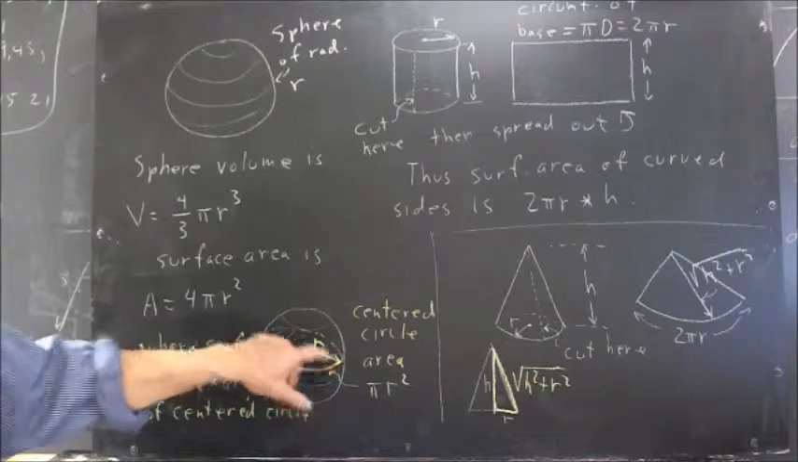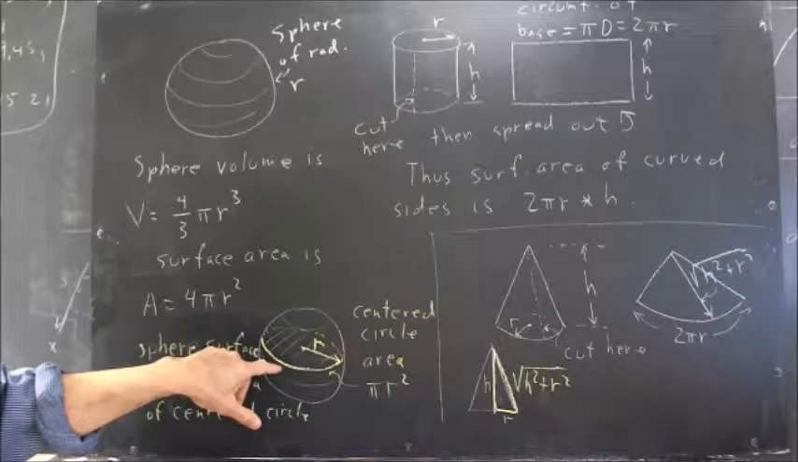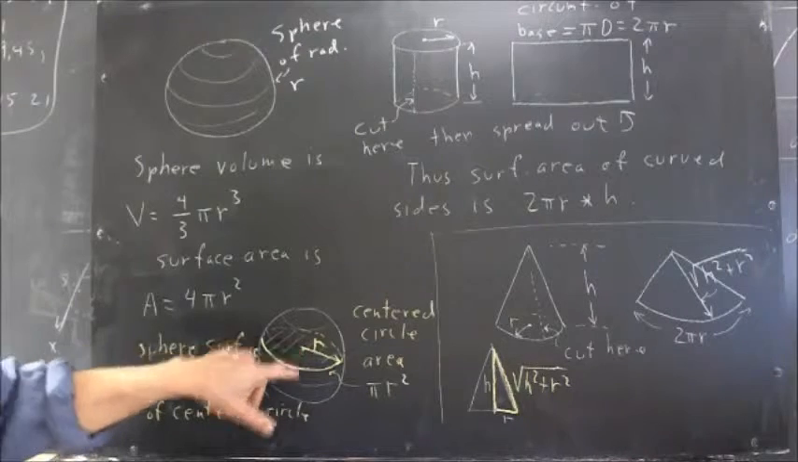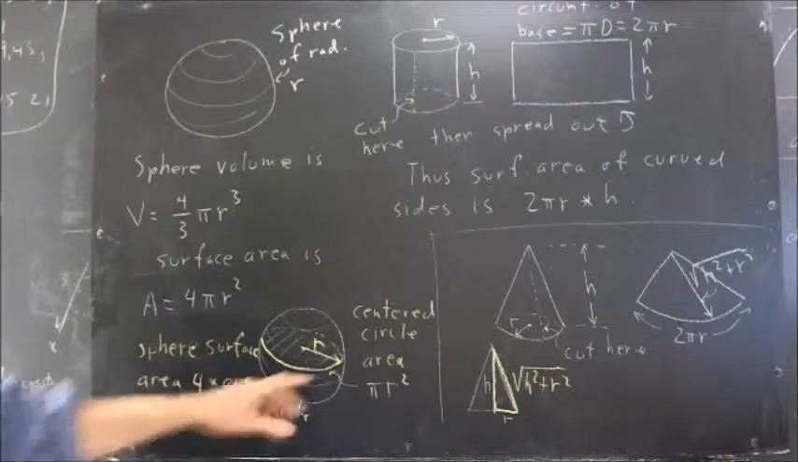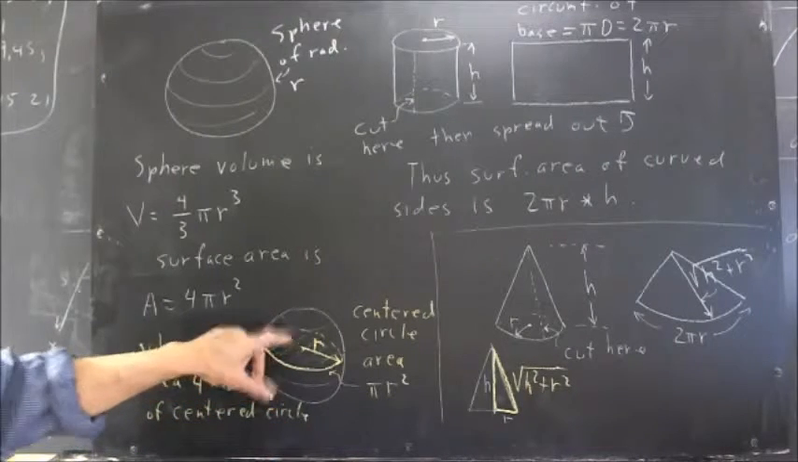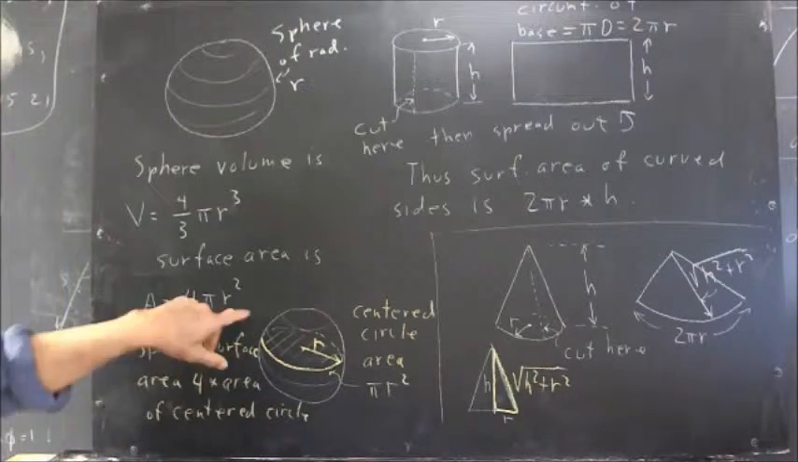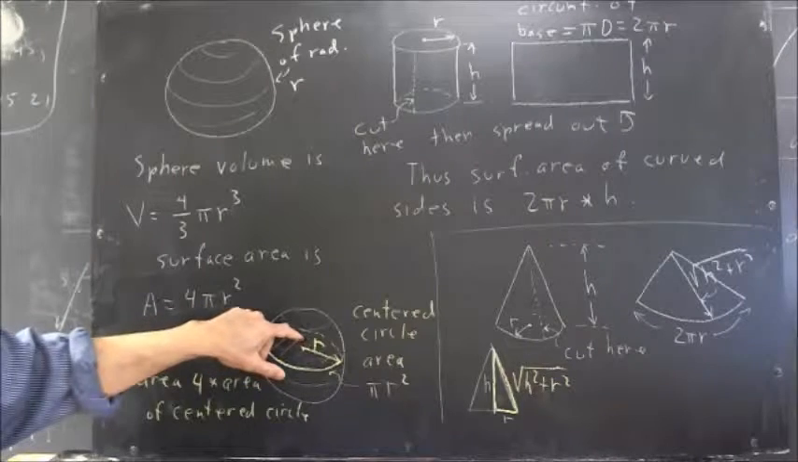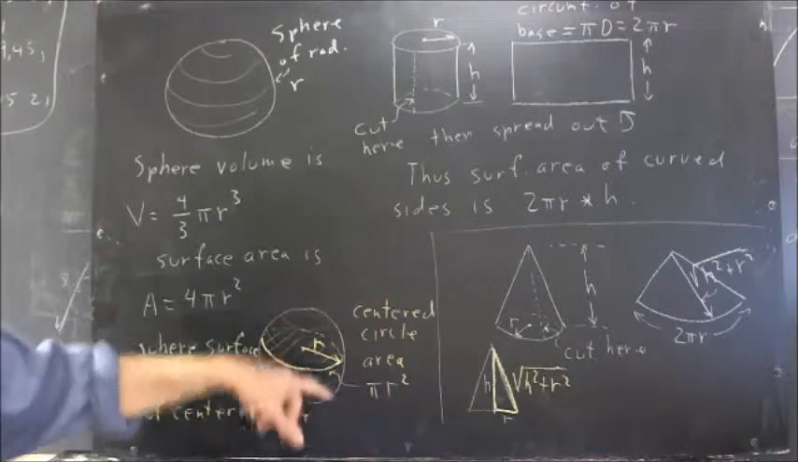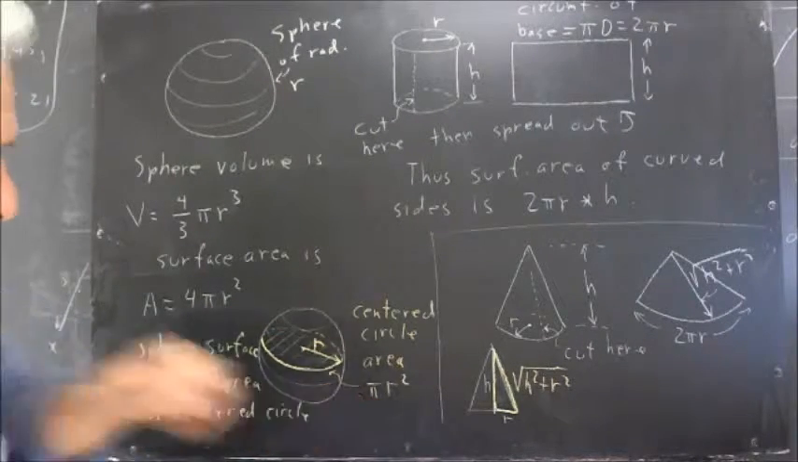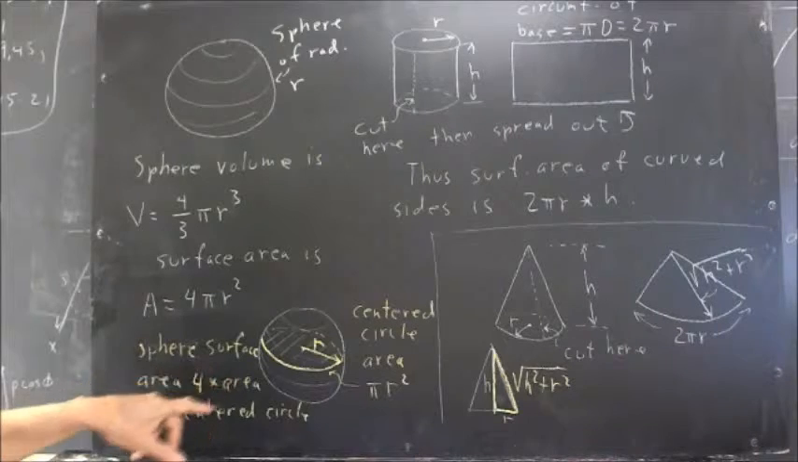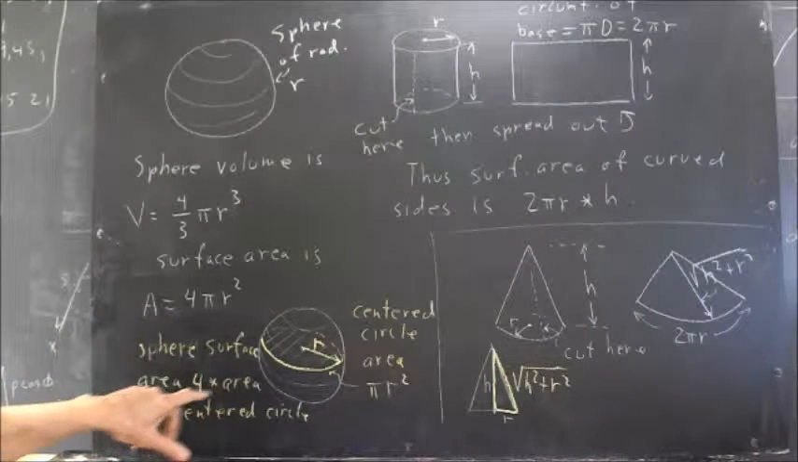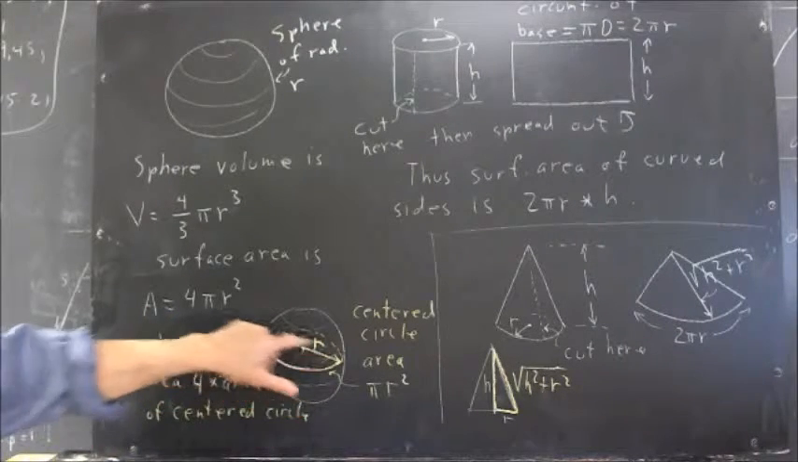I can draw a circle which includes the center of the sphere. So we have what I call a centered circle. That's a circle whose center is the same as the center of the sphere, so its radius will be the same as the radius of the sphere. And that circle then clearly has area pi r squared. The surface area of the sphere is 4 times that. It's 4 pi r squared. So it's 4 times the area of this circle here.